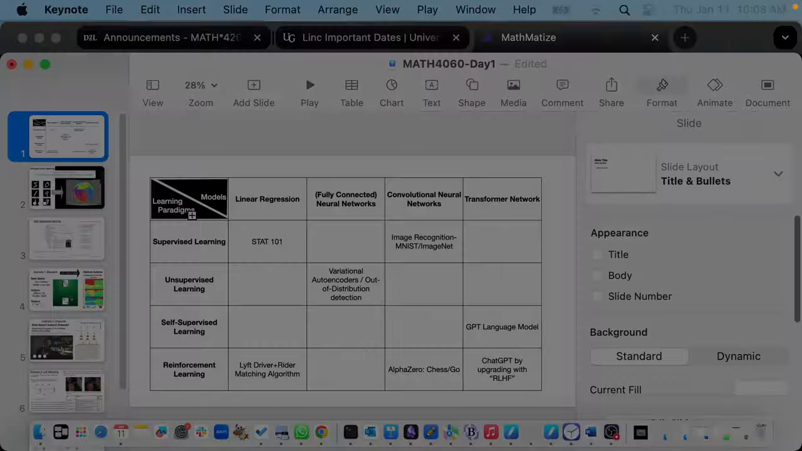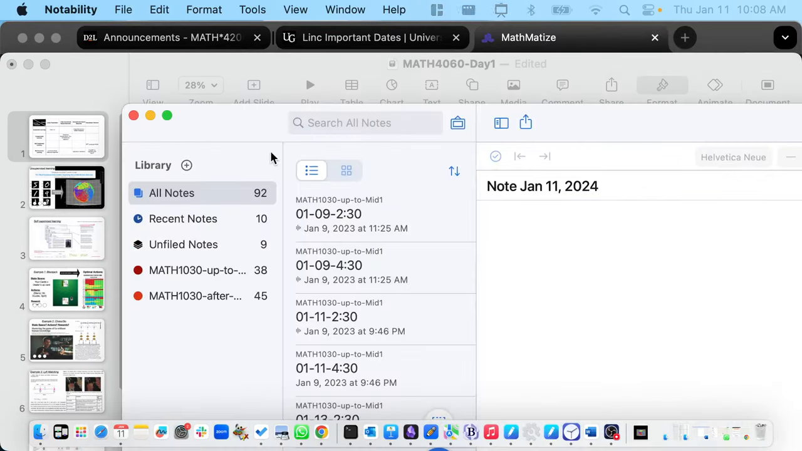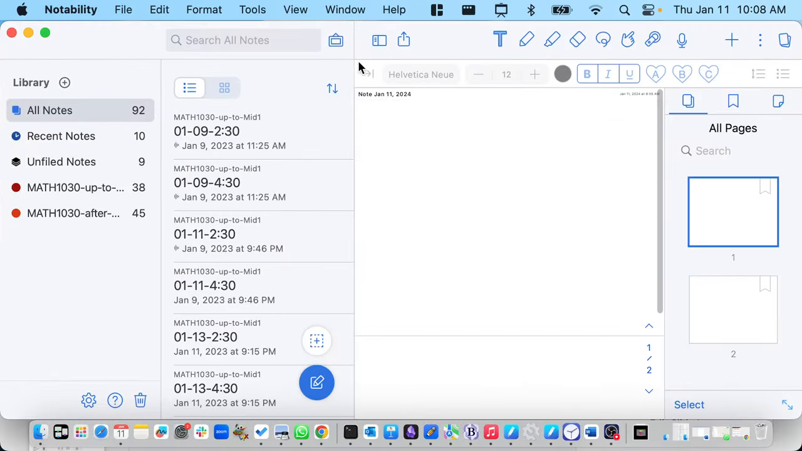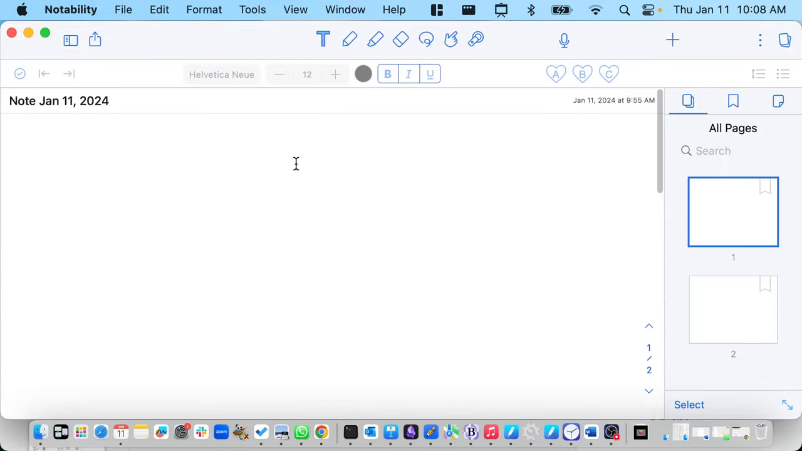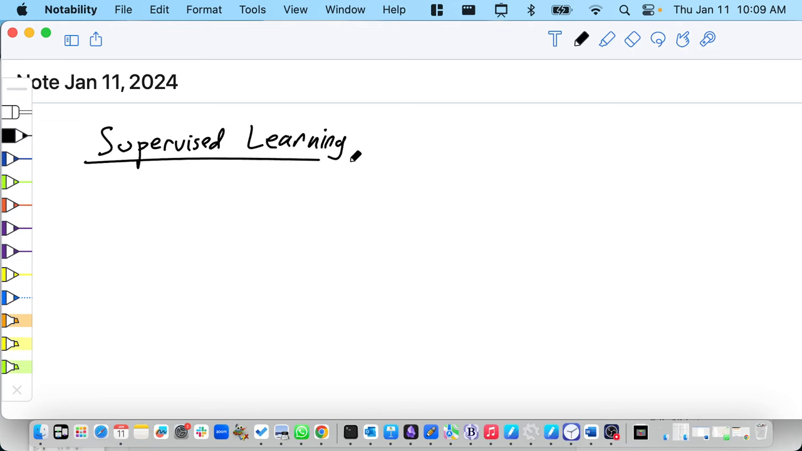Let's write it down. So let me see if I can get a little bit of paper. Okay, so what is supervised learning?